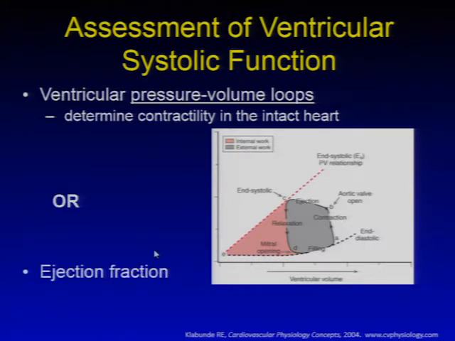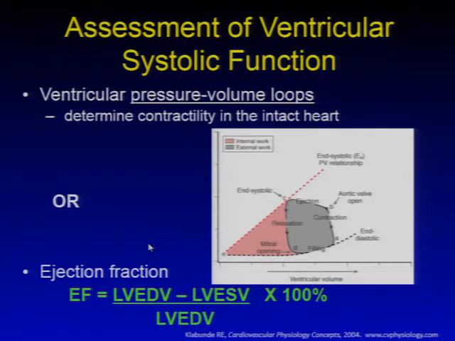However, in a clinical setting, we typically talk about ejection fraction. Ejection fraction can be easily measured by echocardiography when you calculate the end diastolic volume minus the end systolic volume, all over your starting volume, times 100. And this is a number that is easily correlated across specialties, with normal being 60% or greater.